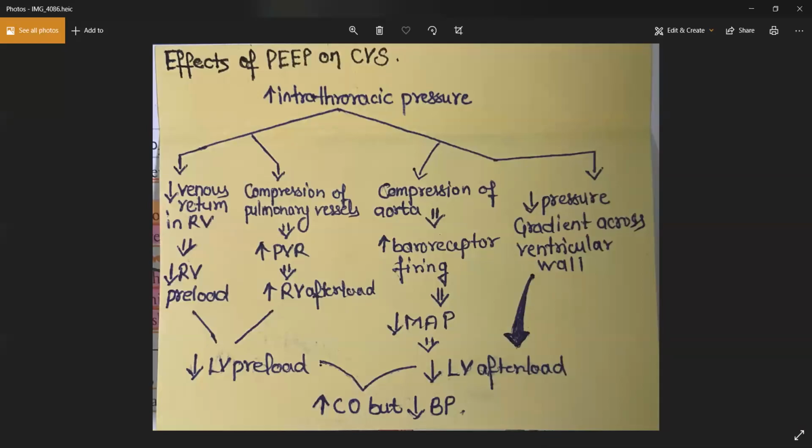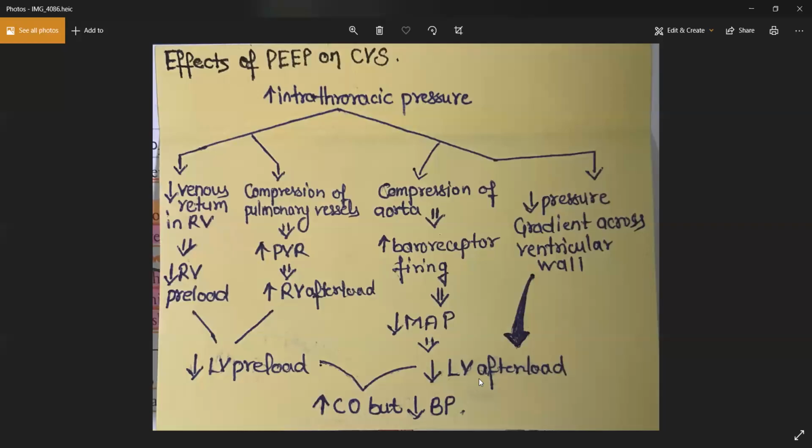So these are the changes you will see whenever you put the patient on PEEP therapy. A high cardiac output, but a low blood pressure in the patient will be seen. And that's all happening because of a decrease in the blood flow from the right side of my heart to the left side, and second, the vasodilation. Although cardiac output is ultimately increasing, you will see low BP.